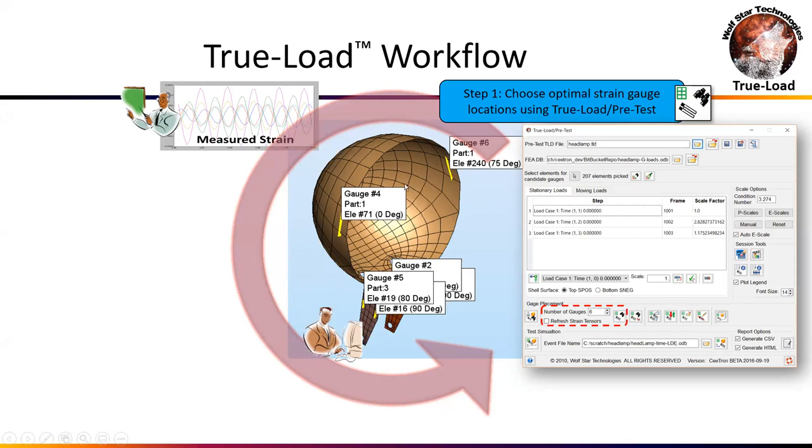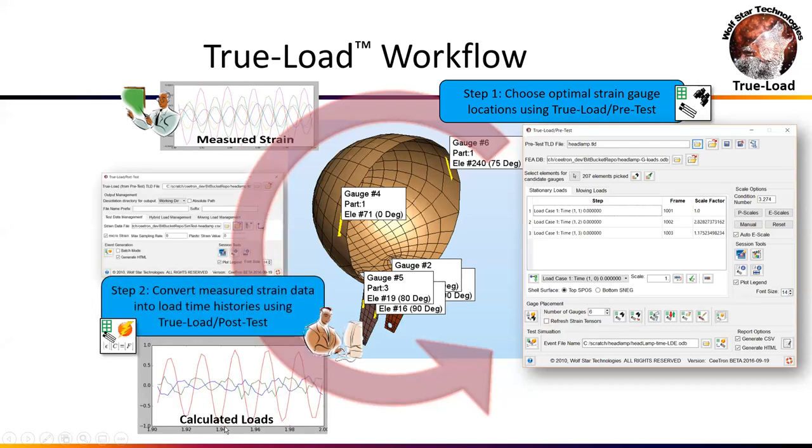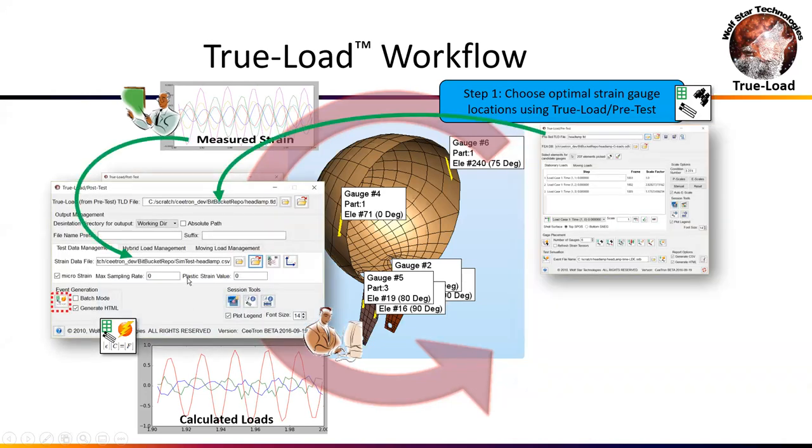And once he's happy with that gauge placement, then he goes to the lab and gets the strain measured on the physical part. And now the whole idea is to take this measured strain data and turn this into calculated loads. And he's going to do that with the post-test software. Now, the post-test software is going to bring in the data file from pre-test with a correlation matrix in it. It's going to bring in the strain data from test, and it's going to push this button here to generate the loads. And it's really that simple. There are tools in here to map and drop gauges, to plot data, all sorts of things we can do. But really, at the end of the day, you're just bringing in the correlation matrix from pre-test, strain data from test, and pushing the button to generate the loads.